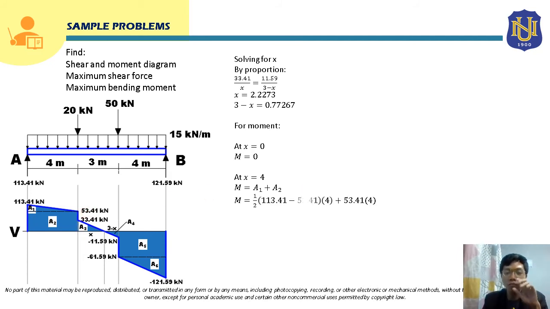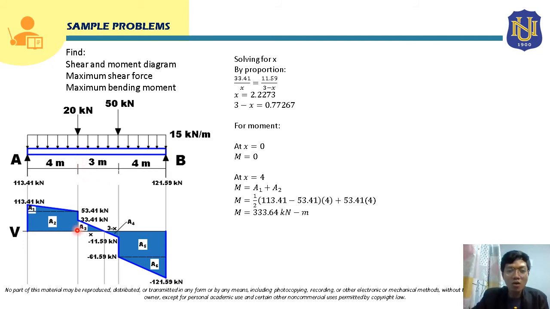Solving for the moment, that will be the area of the triangle, so 1/2 times 113.41 minus 53.41 times 4, plus area 2, which is a rectangle, so base times height. That will just be 53.41 times 4. Solving this, the moment at x equal to 4 is 333.64 kilonewton meter. This will be the moment at this point of the beam.